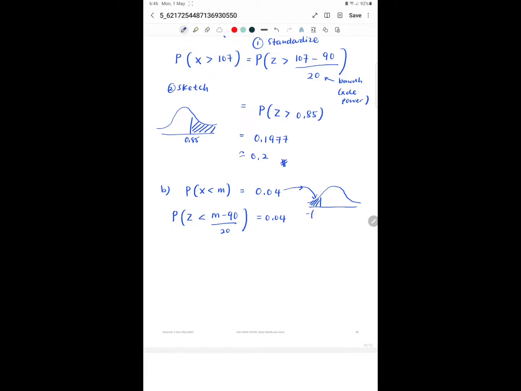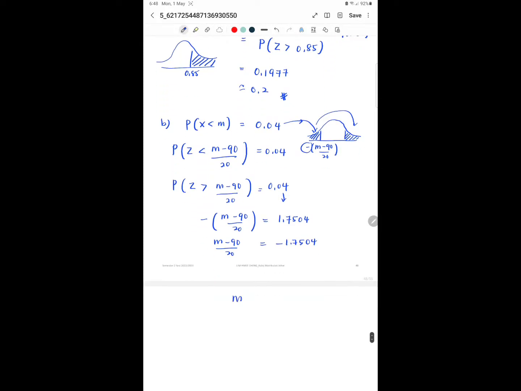So this will be the negative side, m minus 90 over 20. When we want to refer to the table, we reflect to the right side. So this will be more than m minus 90 over 20, which is 0.04. Originally it is negative, so we have negative m minus 90 over 20. When we refer to the table for 0.04, we get 1.7504, from the last one, table 4. Alright, so we calculate m minus 90 over 20, move the negative to the other side.